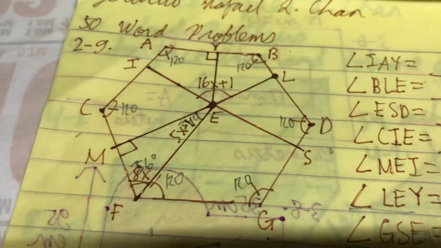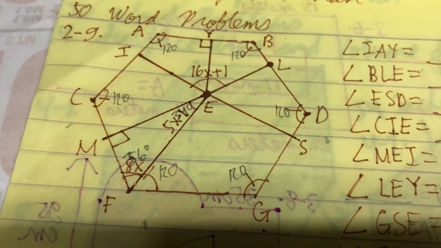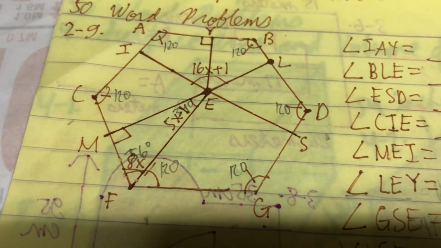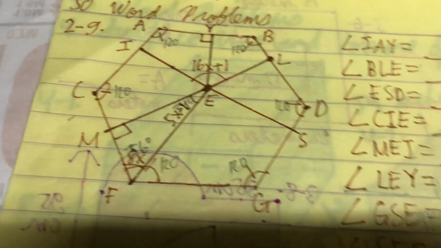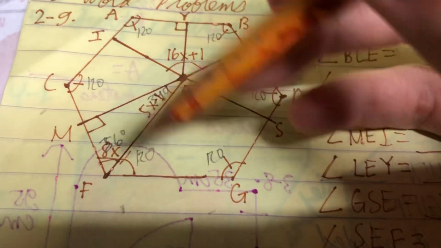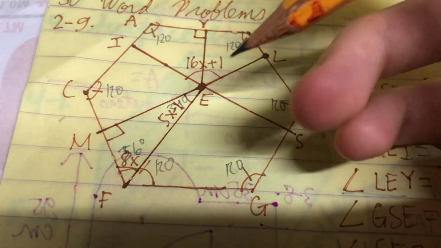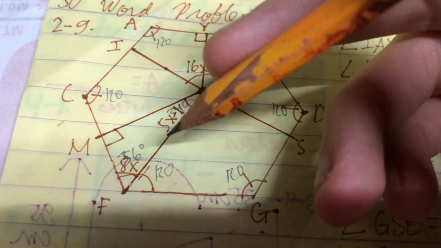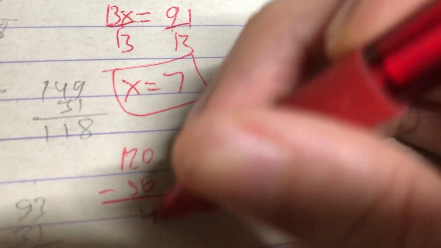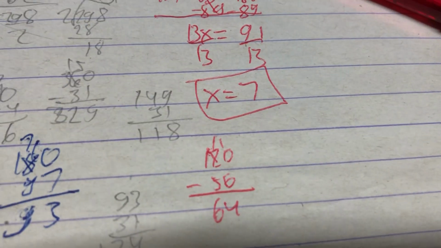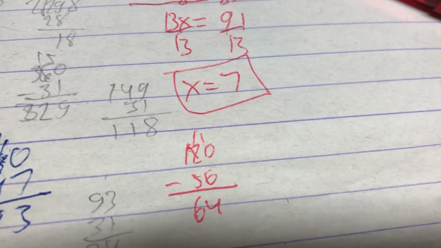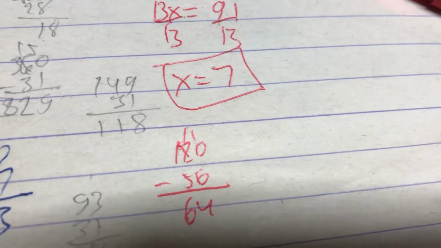Now that we have the angles, let's see if we can solve for the rest, because it's like a chain reaction. We have 120 degrees here, but since 8x measures 56 degrees, we do 120 minus 56. 120 minus 56 equals 64. So the remaining angle must measure 64 degrees, and this one is 64 degrees too.